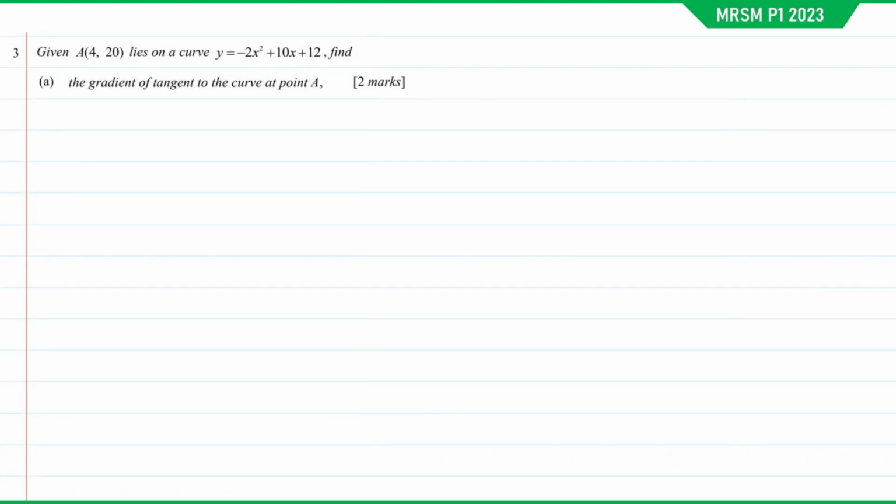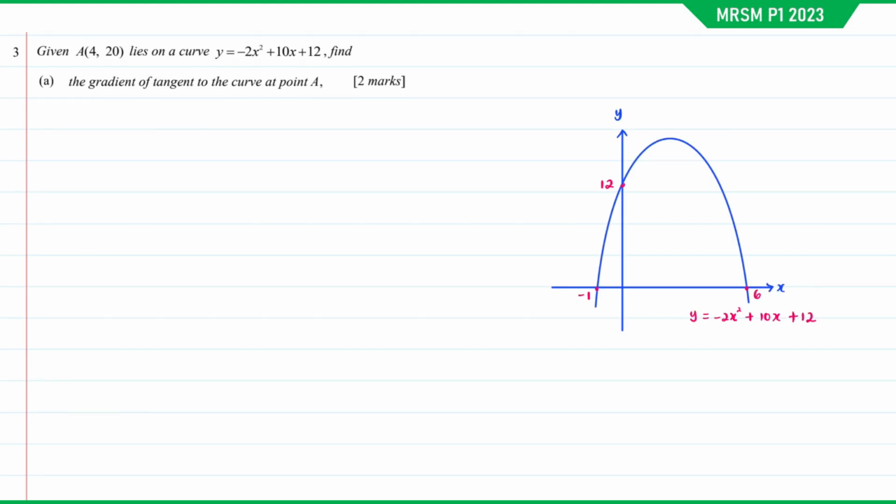Question number 3. Given A lies on the curve y equal to negative 2x squared plus 10x plus 12, find A, the gradient of the tangent to the curve at point A. If we plot the curve, then it will look like this. And let's say the location of point A is here. Then this straight line will be the tangent to the curve at point A. So first we need to differentiate y with respect to x for the curve. Then dy/dx is equal to negative 4x plus 10.